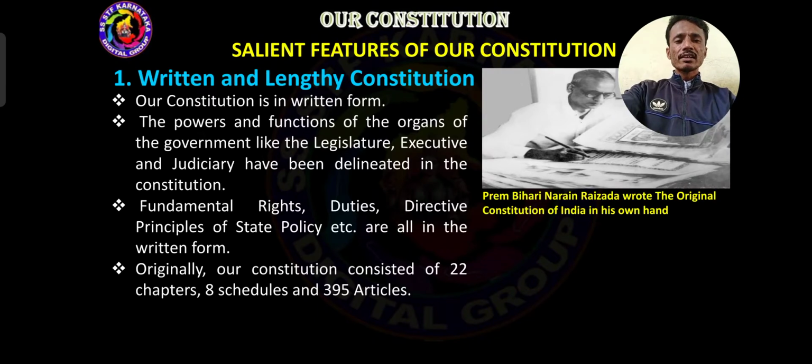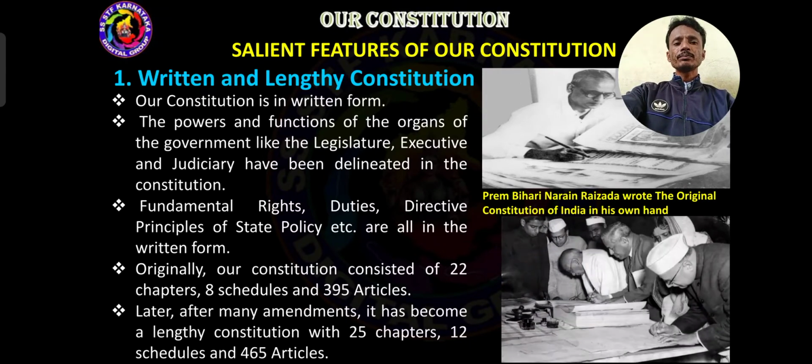But nowadays, after many amendments, a lot of changes have been included, and it has become lengthy. First there were 22 chapters, now 25. First 8 schedules, now 12. First 395 articles, now 465 articles. So that is a lengthy Constitution.